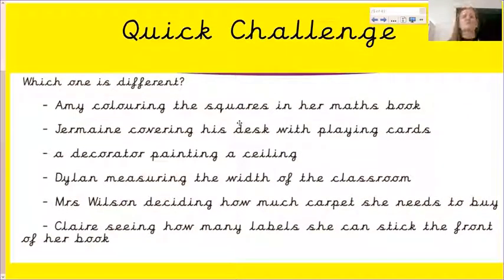So which one is different? Amy coloring the squares in her math book, Jermaine covering his desk with playing cards, a decorator painting a ceiling, Dylan measuring the width of the classroom, Mrs. Wilson deciding how much carpet she needs to buy, and Claire seeing how many labels she can stick on the front of her book. So quick challenge of which one do you think is different? See if you can quickly jot down an answer, and then I will talk about which one I think is the answer.